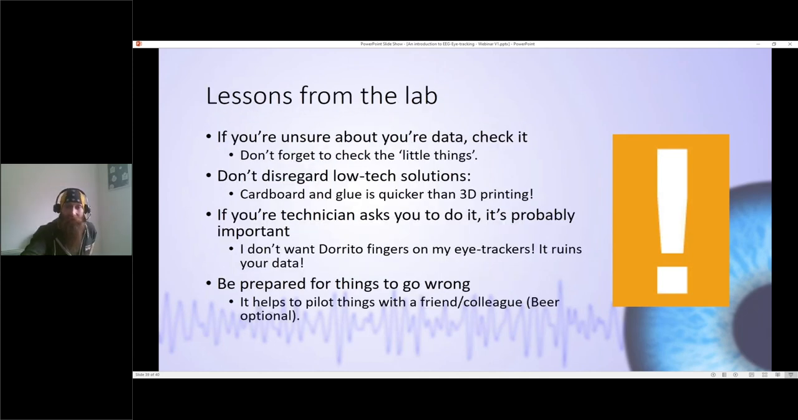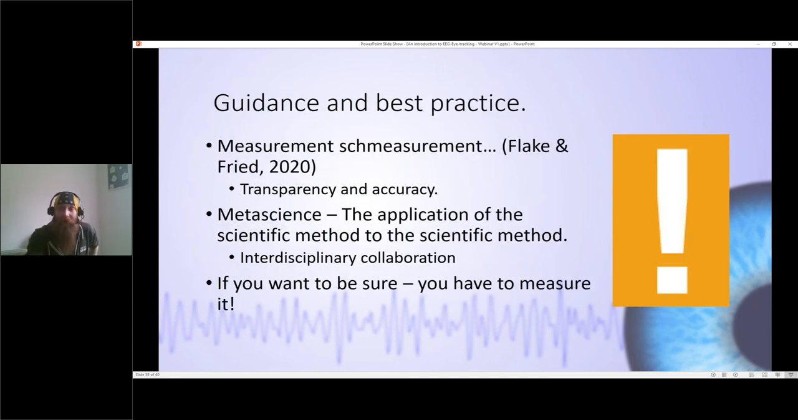Finally, on the ideas of measurement, we must be transparent and accurate. Obviously, when we process EEG data and eye tracking data, we are changing it, and we need to make sure that people can replicate that to make sure that our science is good science. And finally, obviously, we've been talking about EEG today, where it's really important to maintain the temporal accuracy and precision. The only way to do that, if you want to be sure, is to make sure you've measured it for your situation using your equipment.